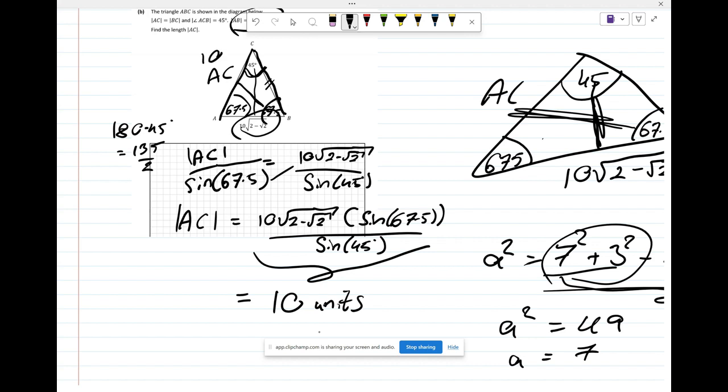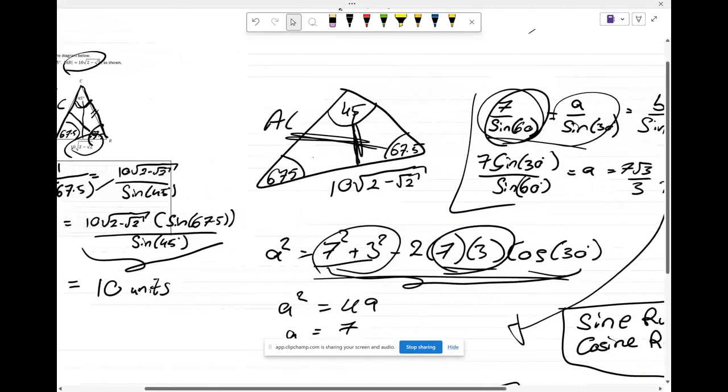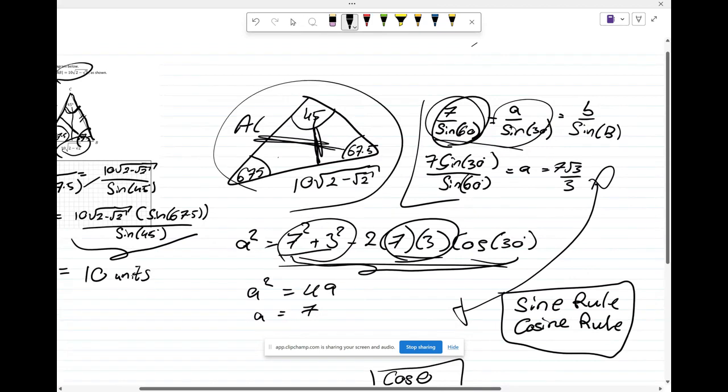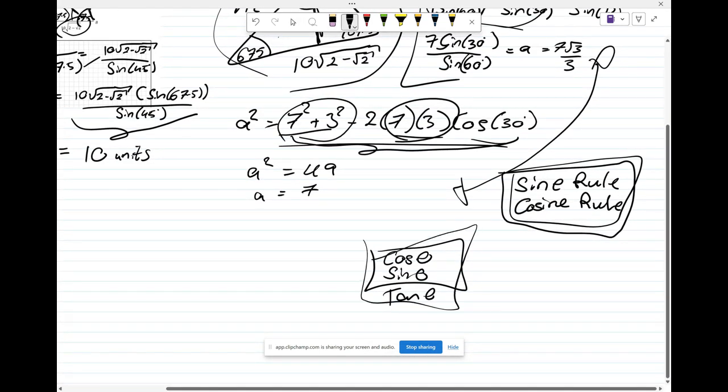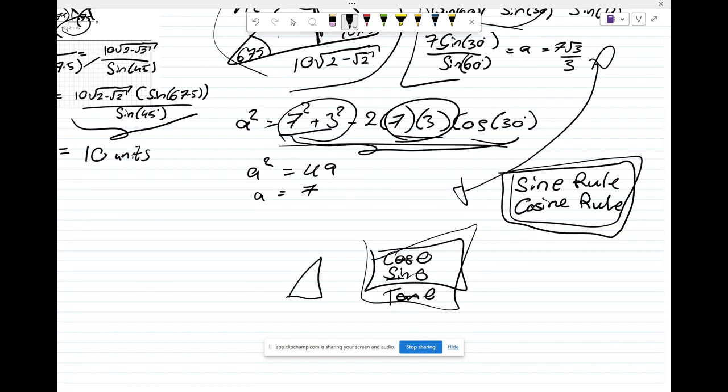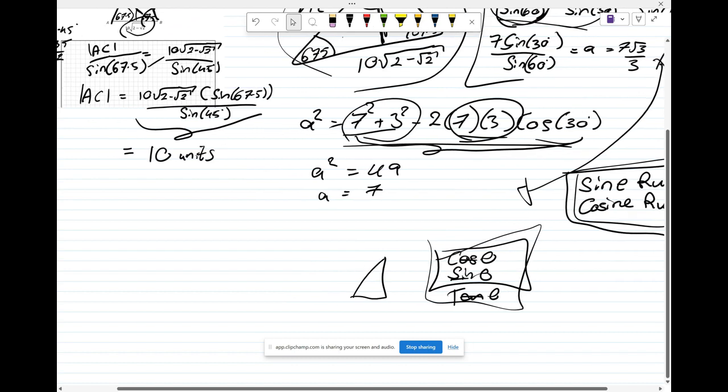So this here is 10. And that's the whole question done. Great. So takeaways from this question: two tools that we can use for non-right angle triangles, sine and cosine rule, and maybe three things we can use for right angle triangles: cos, sine, and tan. Okay, great. So on to the next question.